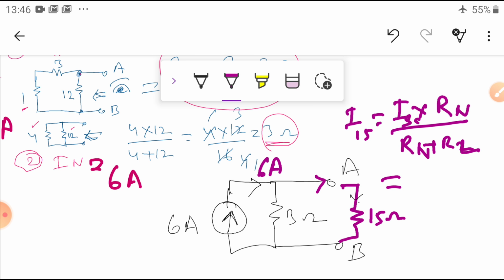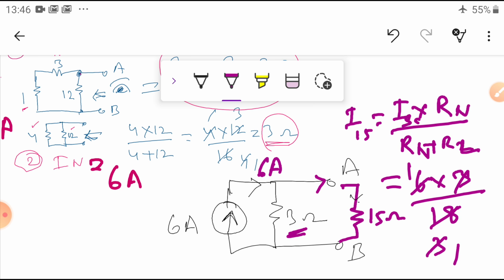Now what is the current given? IS is 6 amperes into what is here? RN, that is called 3 ohms. Here 3 plus 15 is equal to 18. 6 ones are 6, 3 threes are 9, 3 sixes are 18. That is equal to 1 ampere. So when you connect the 15 ohms resistor across the A and B terminals, the current flowing through it is 1 ampere. That is the required answer.